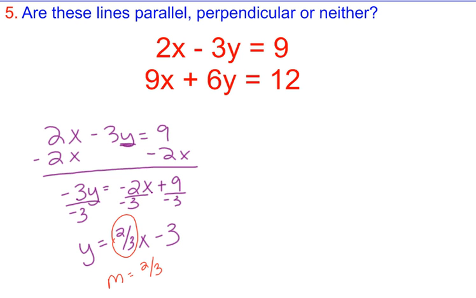Now, if my next line's slope is 2/3, they're parallel. If my next line's slope is negative 3/2, they're perpendicular. If it's any other number, they're neither. So that's what I'm looking for.